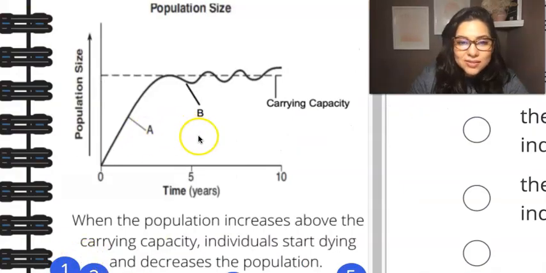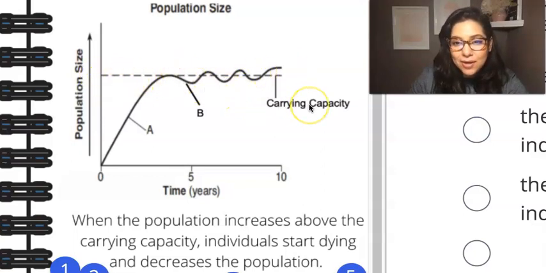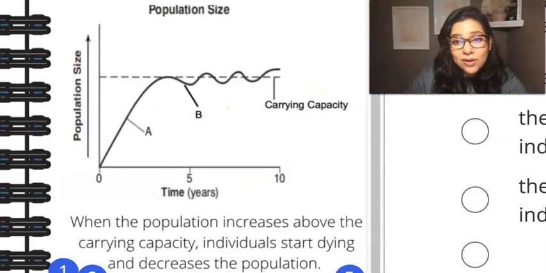So if we look at this table for population size, we will notice that there's a dashed line going across, and that dashed line represents the carrying capacity. In other words, the maximum amount of individuals that could live in a specific area. And you will notice that when the population increases above the carrying capacity, individuals start dying off and the population decreases, okay? So the population here is increasing.